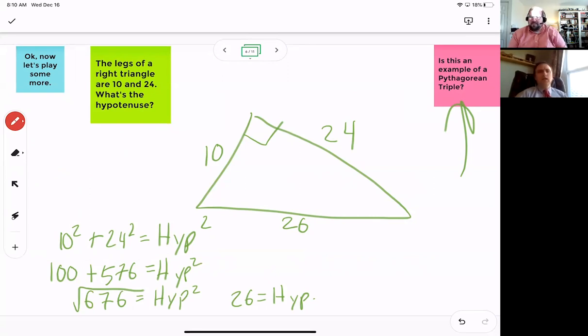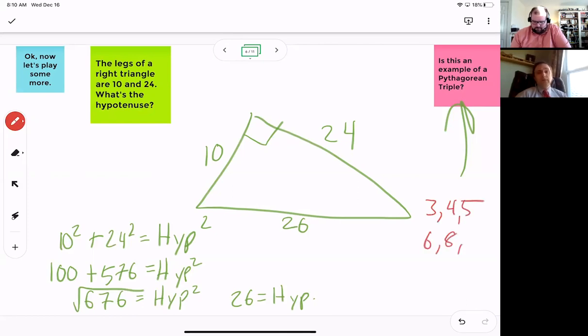Yep. That's exactly fair. We've got 10, 24, and 26. Those are all integers. And when I say integers, I mean things that have nice square roots. And so, yes, this is an example of a Pythagorean triple. In fact, we've seen a number of them so far in this video. If you go back in the video, you can find, I don't know, three or four others.